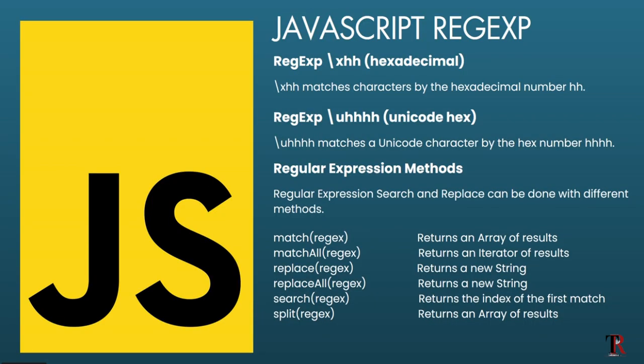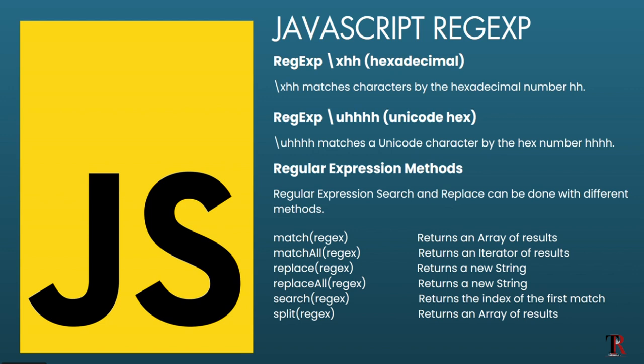So moving on, regular expressions also have methods. Let's take a look at some of the methods we usually work with when working with regular expressions and see how they work, looking at their description. Regular expression search and replace can be done with different methods. The number one is match, which returns an array of results. You can see that we've been using match a lot in our examples. Another one is matchAll, which returns an iterator of results, which means that it can return more than one result when it iterates over the values.